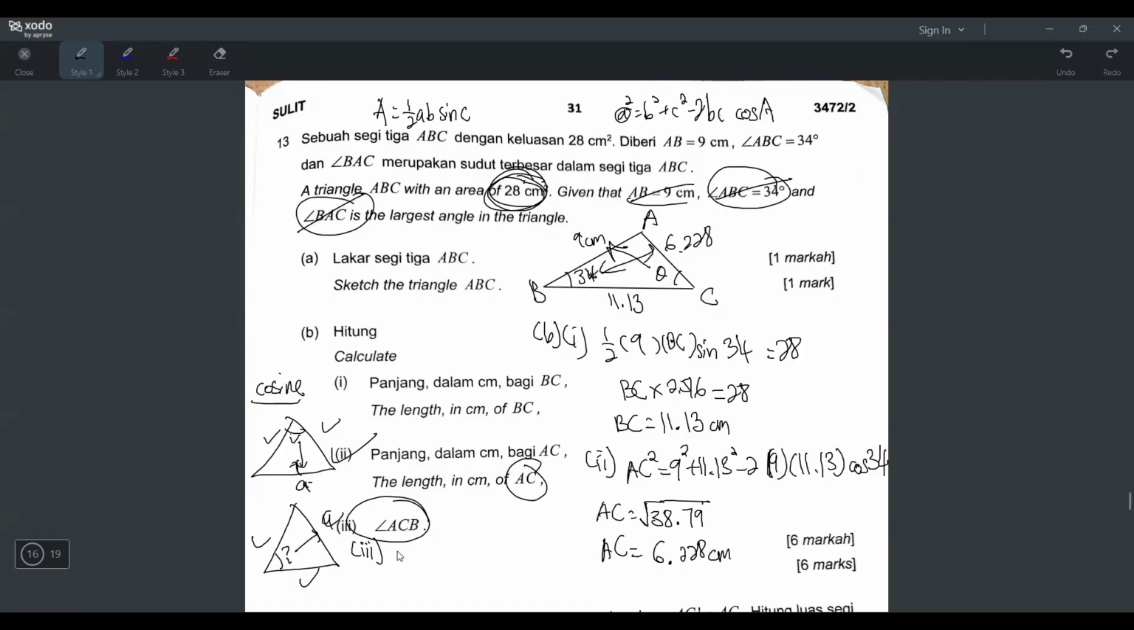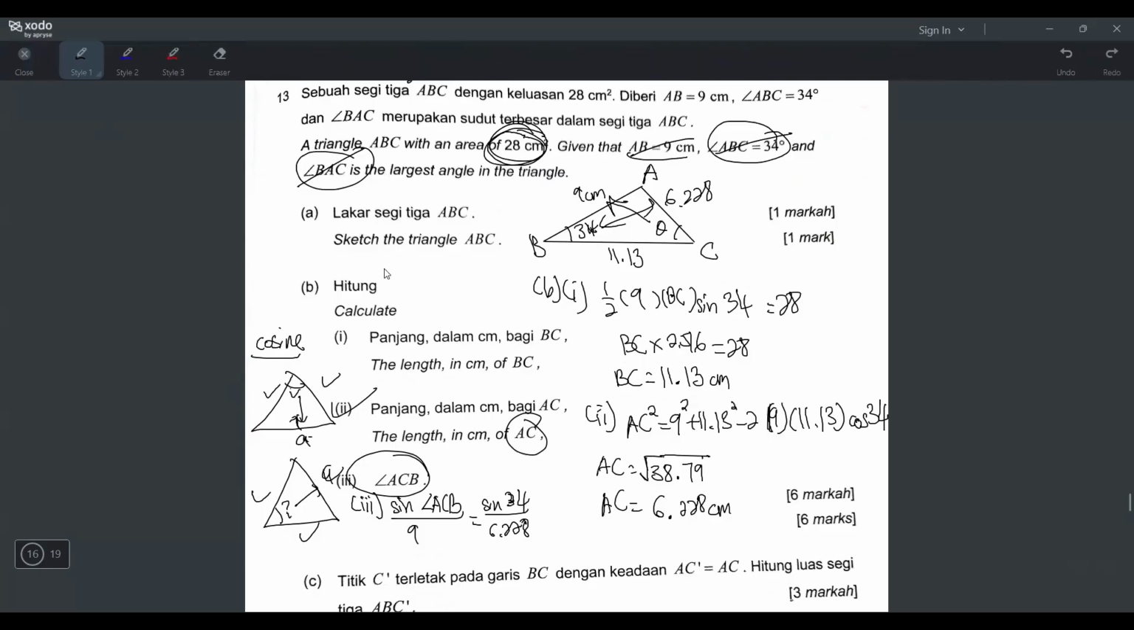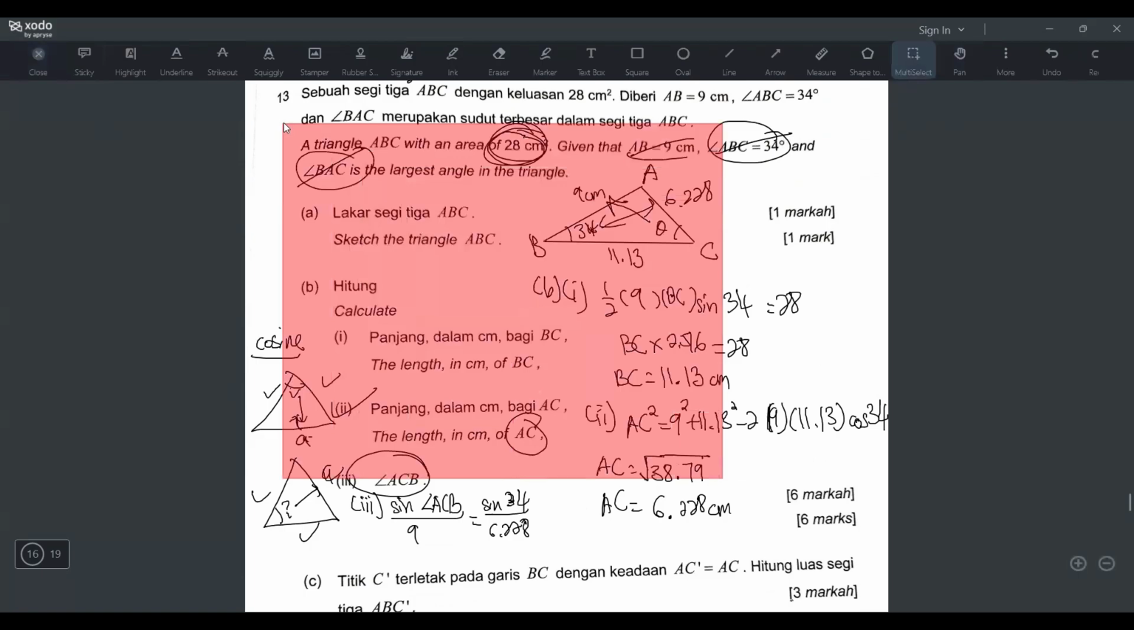So since you are finding an angle, your sine has to be written on top. So sine ACB over the opposite 9 equals to the complete pair, sine 34 over 6.28. Okay. If here you write the angle on top, then here also you have to write the angle on top. Okay, now you can find sine ACB. Okay, so it will be, okay, I need space. So let me make space.